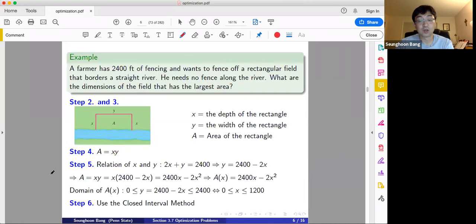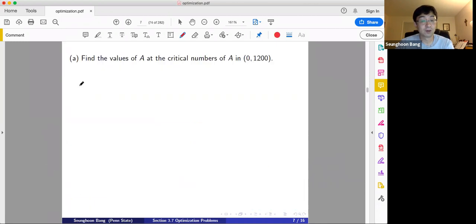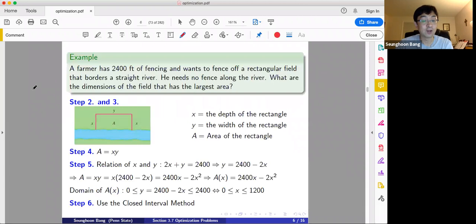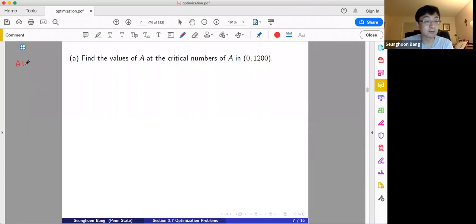Step 6. Use the closed interval method. We have step A, step B, step C. Find the value of A at the critical number. How can you find the critical number? A of X is given: X times 2400 minus 2X. Expanded form is 2400X minus 2X squared is A of X, where X is between 0 and 1200. Find the critical number.